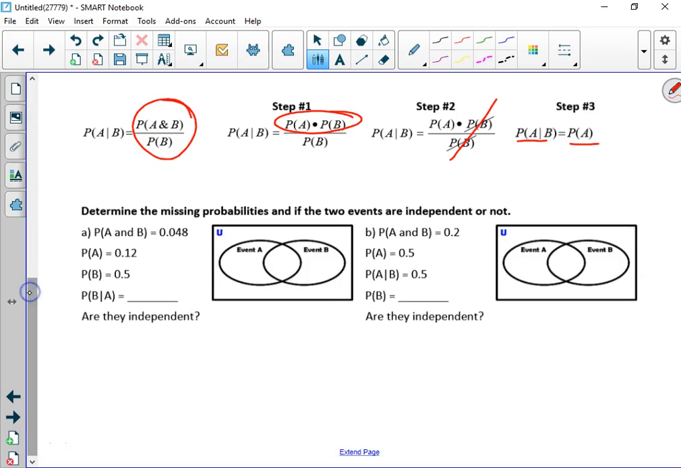So let's determine the missing probabilities, and whether the 2 events are independent or not. So A and B is 0.048. A is 0.12, B is 0.5. What is the probability of B given A? Well, the probability of B given A is the probability of both, 0.048, divided by the probability of A, 0.12, which is equal to 0.4.